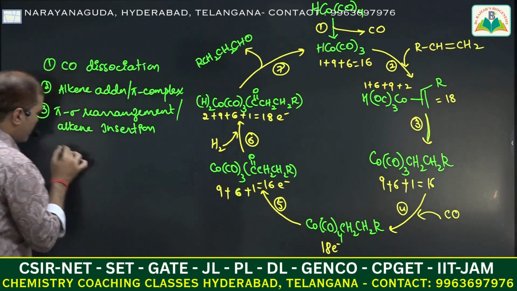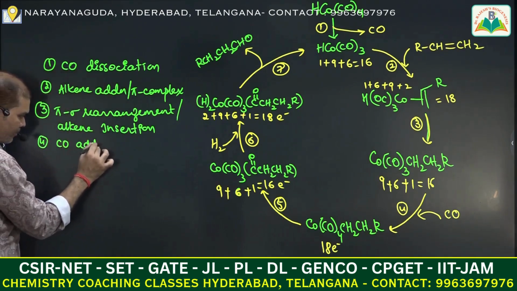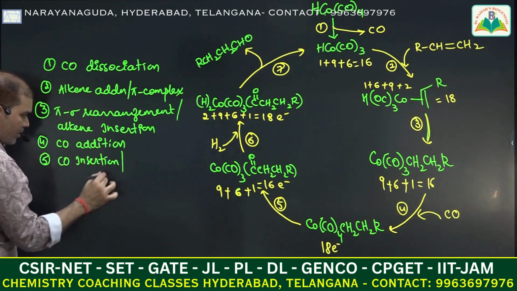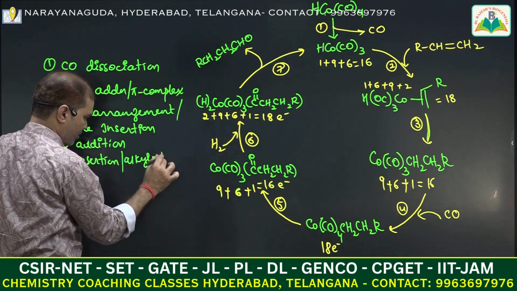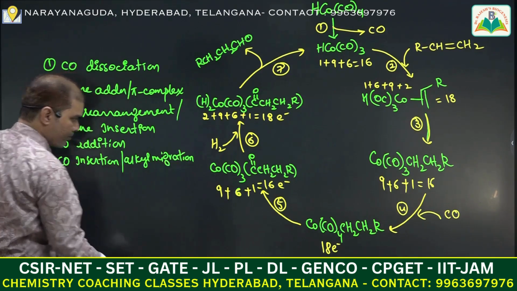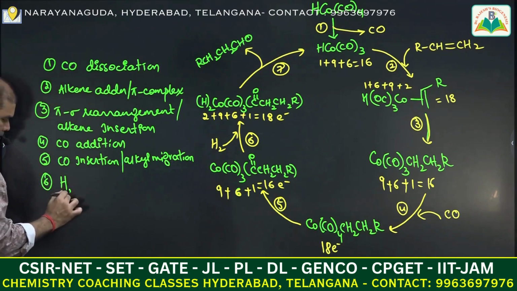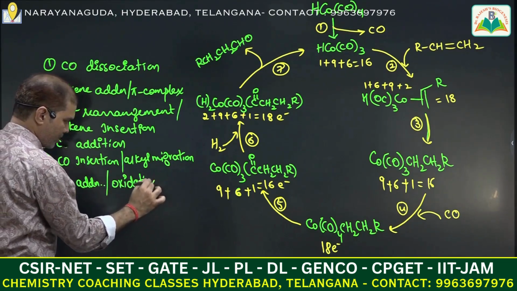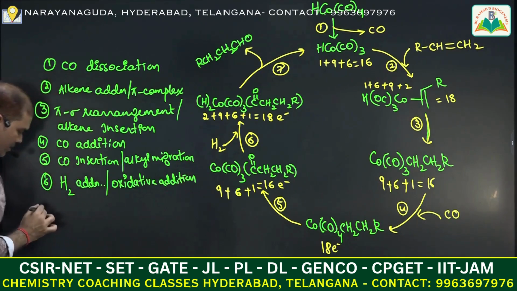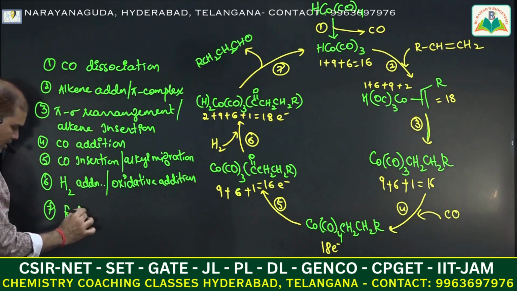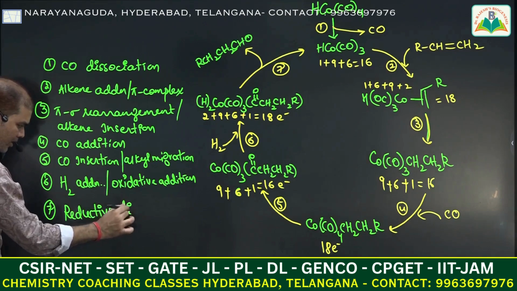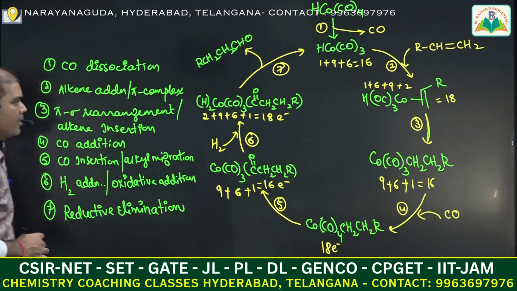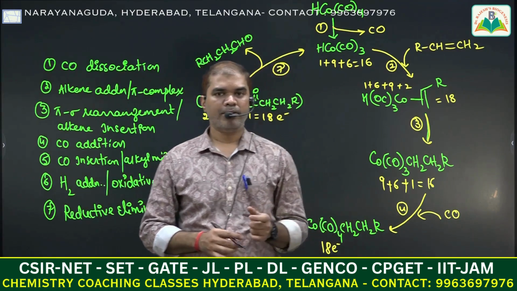Now, after alkene insertion, the fourth step we have is CO addition. The fifth step is CO insertion, or we also call it alkyl migration. This is a separate topic to be discussed. Then hydrogen addition, but this is not a simple addition, this is an oxidative addition, a very important step in organometallic chemistry. And once oxidative addition of hydrogen occurs, the very next step is followed by reductive elimination. It is not again a simple elimination, it is a reductive elimination of aldehyde. Reductive elimination of aldehyde will regenerate the catalyst, and the catalytic cycle will continue. So this is about hydroformylation using a cobalt catalyst.